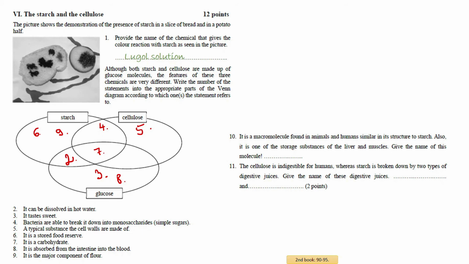It is a macromolecule found in animals and humans, similar in its structure to starch. Also, it is one of the storage substances of the liver and muscles. Give the name of this molecule. It is the glycogen, which can also be found in fungi.